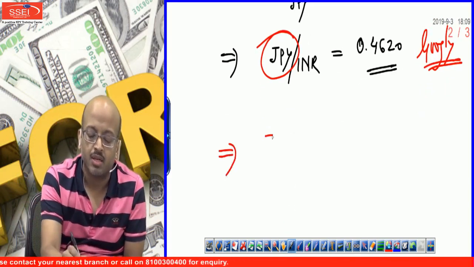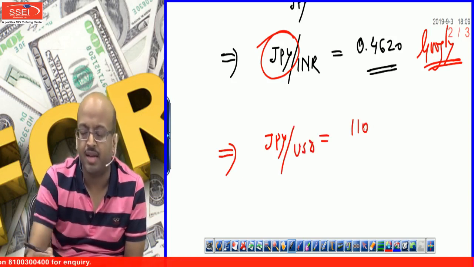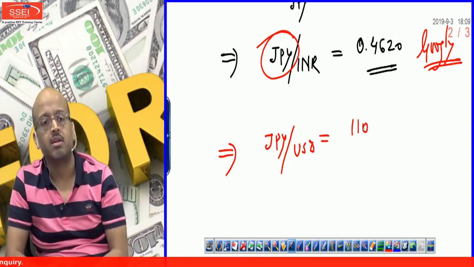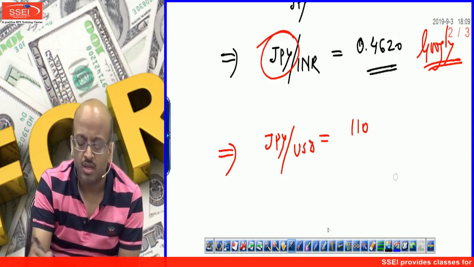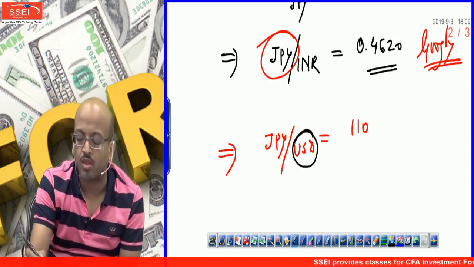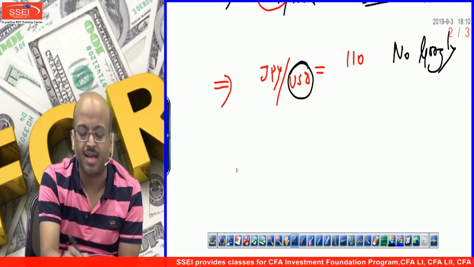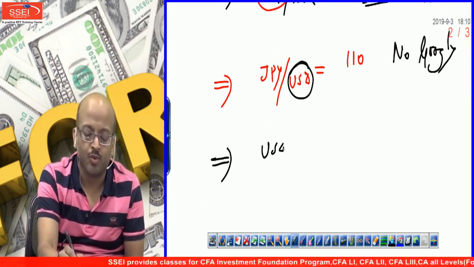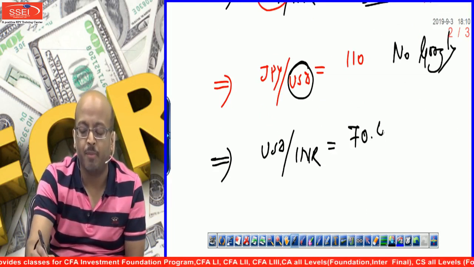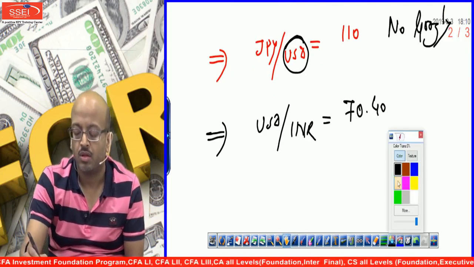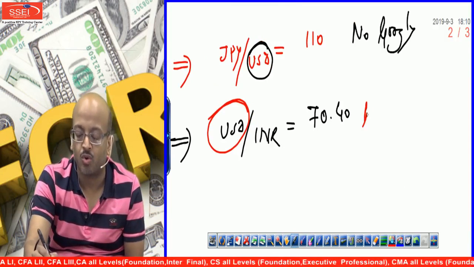Implies JPY per USD is 110. Obviously it is the price of USD. No googly. Implies USD/INR is 70.40. So here we have patriotic feelings, obviously. Googly.